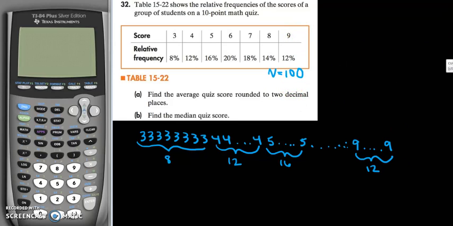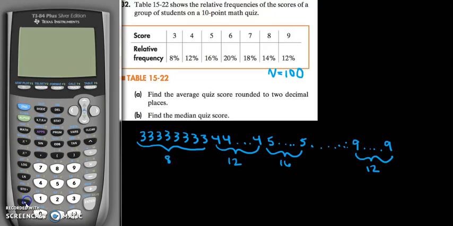Okay, so what could be quicker? Well, if 8 people got a 3, and I'm trying to find the average, I need to add up these 100 numbers. Since a lot of these numbers are the same, instead of doing 3 plus 3 plus 3 plus 3 plus 3, 8 times, maybe it would be nice to just say, if I add 3 8 times, that adds up to 24. It's 8 times 3, right? That's literally what multiplication is: I have 8 groups of 3.